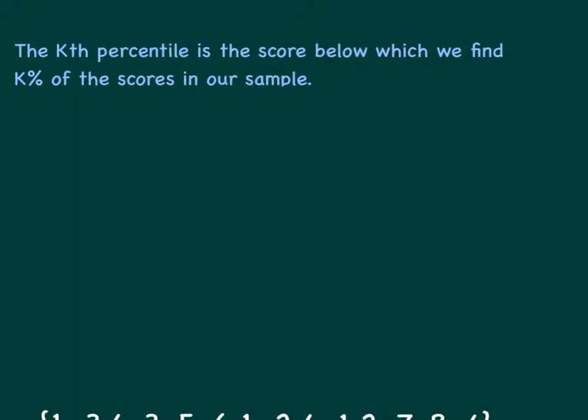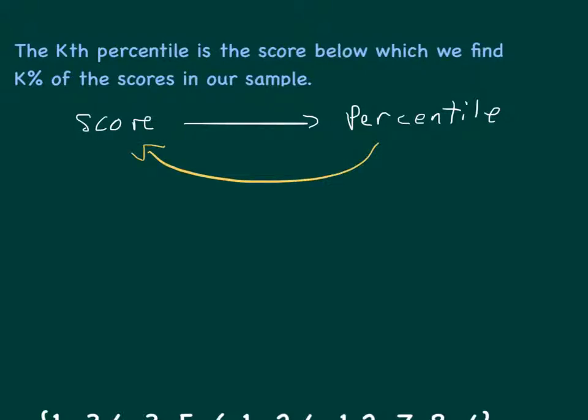For a given score, we want to be able to figure out what percentile is associated to that score. And we also want to go the other direction. So given a certain percentile, we want to associate a data value, or a score, to that given percentile. Right? I want to start with the first direction. Given a score, how do we determine a percentile associated to that score?